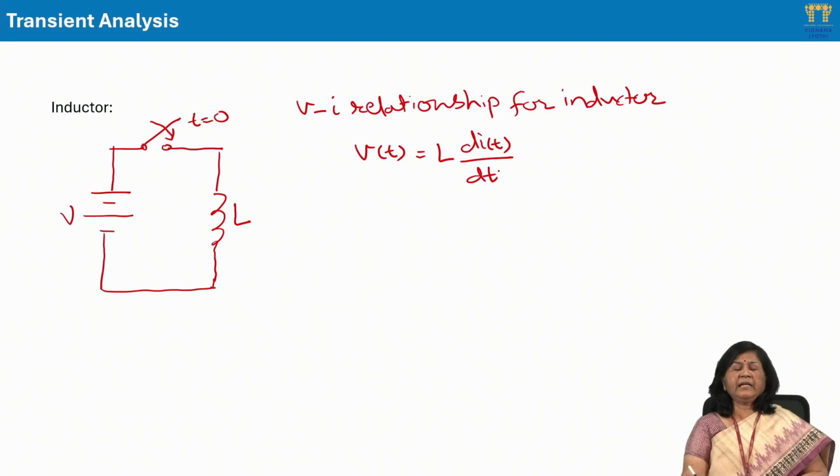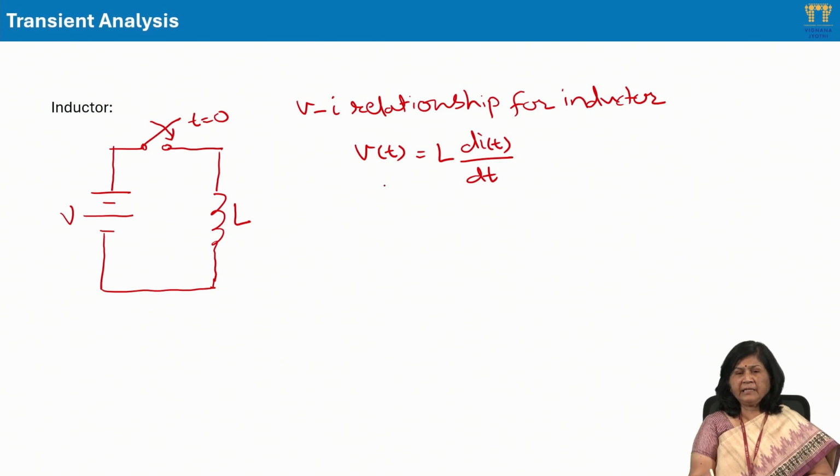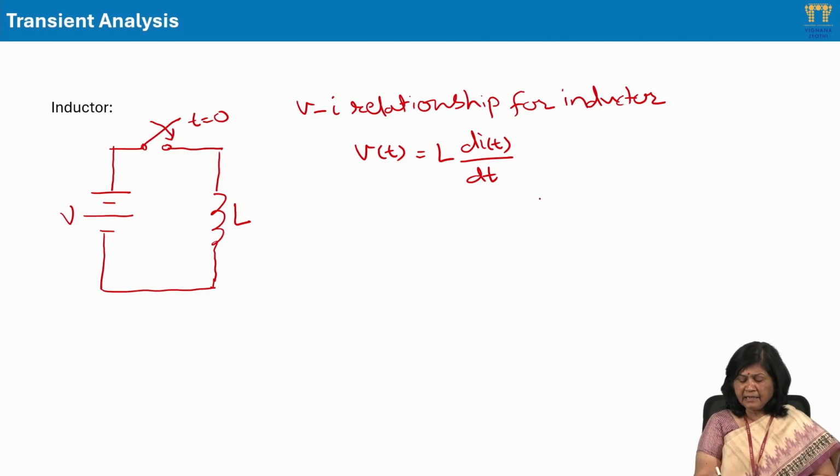So there is a derivative relation between current with respect to time. Voltage is L di by dt, so it is the change in current with respect to the change in time. So what happens? This di by dt cannot change suddenly. Inductor doesn't allow the sudden change in current. So if there is zero current here, before the switching operation, the inductor had zero current, right?